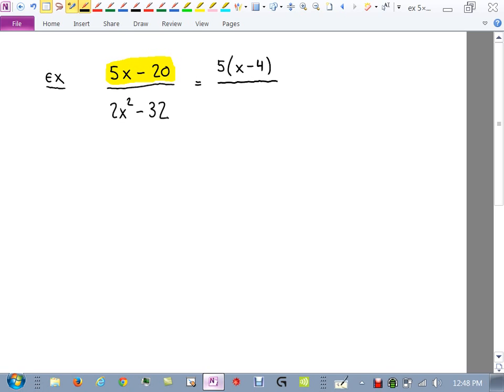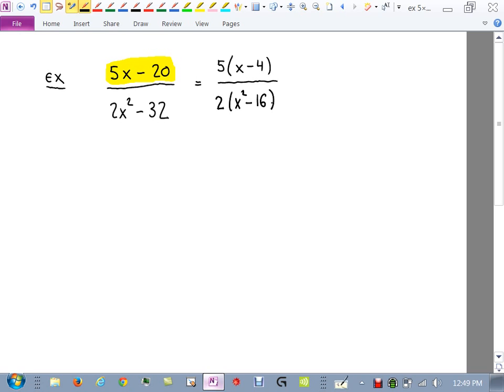Okay, now I have multiplication up top, don't I? I have 5 times this whole thing, so I need it in parentheses. On the bottom, can I do anything else to factor that? X minus 4? No. What about the bottom? Can I pull a GCF there? 2? And then what's left? X squared minus 16, right?